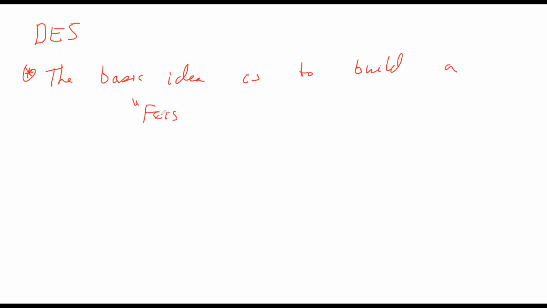So the basic idea is to build what is called a Feistel network. That's really the idea, and these are basically mapping functions.